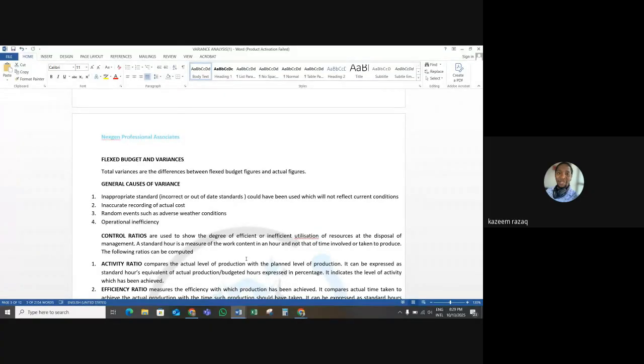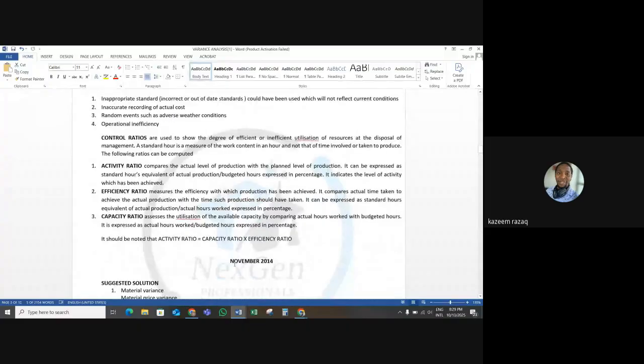Now, that efficiency and capacity ratio, let me just bring it out. Efficiency and capacity ratio can also be used to solve efficiency variance and capacity variance. So efficiency ratio, activity ratio, and capacity ratio. That's what we have here. Any question from anyone?